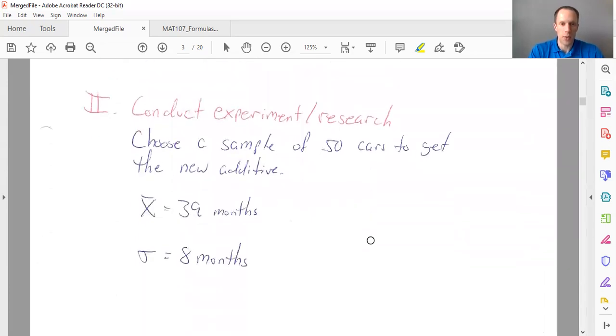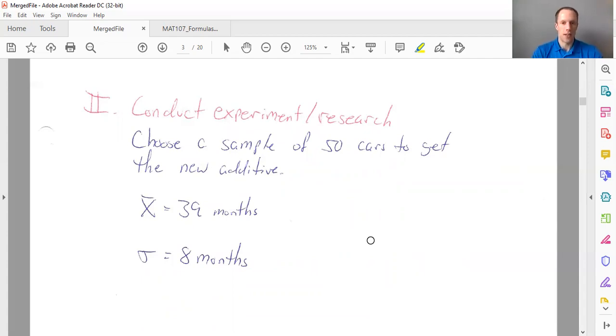The next thing that we would do is conduct some kind of experiment or do some kind of research. In a case like this, what you might do is take a sample of cars, let's say 50 cars, give them new car batteries with this chemical additive in it, and tell the people, go out and drive your car around, and when your car battery dies, let me know. So as the people call you back and tell you that their car batteries died, you write down how long it took for that to happen.